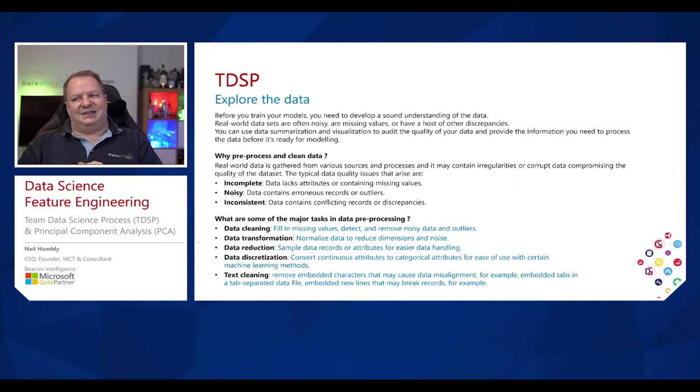Transformation. Now this is normalization of the data. This is getting the data, maybe reducing the number of dimensions. So say you have 100 columns. That's a lot of columns, a lot of features to deal with. So we want to maybe normalize that and standardize that down to a better, smaller data set that we can handle better. So we want to perform some transformation normalization on that.